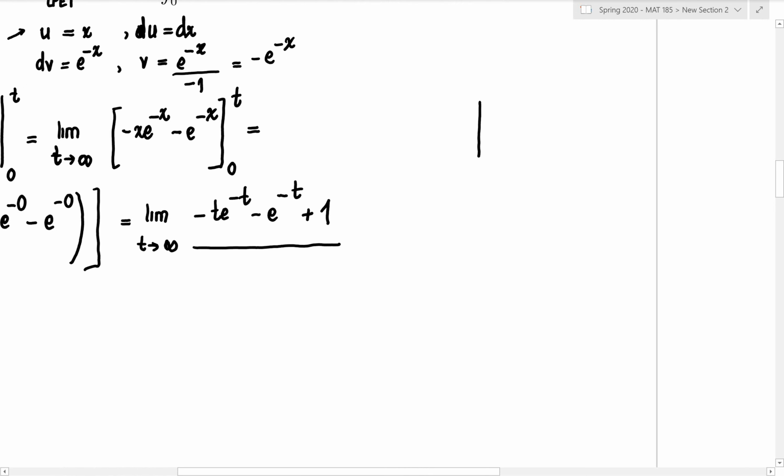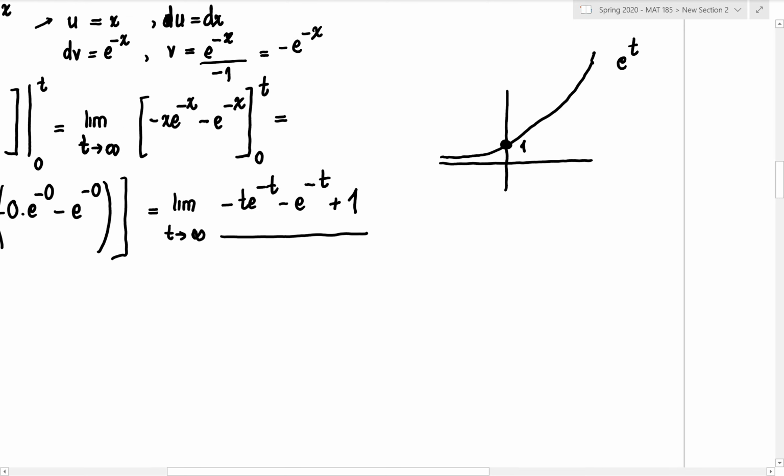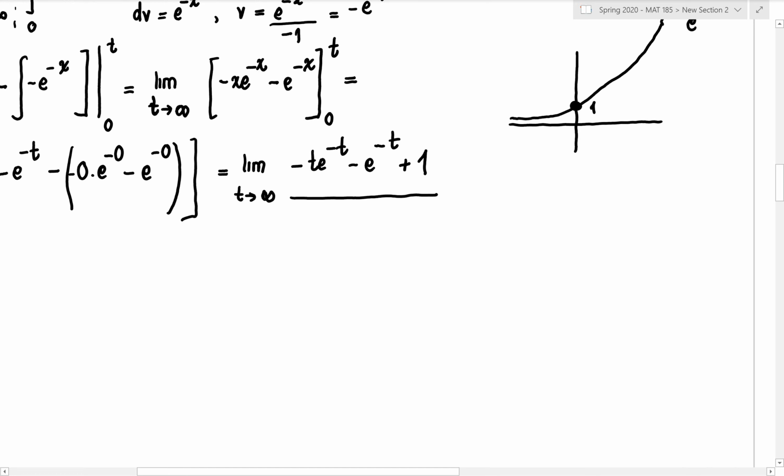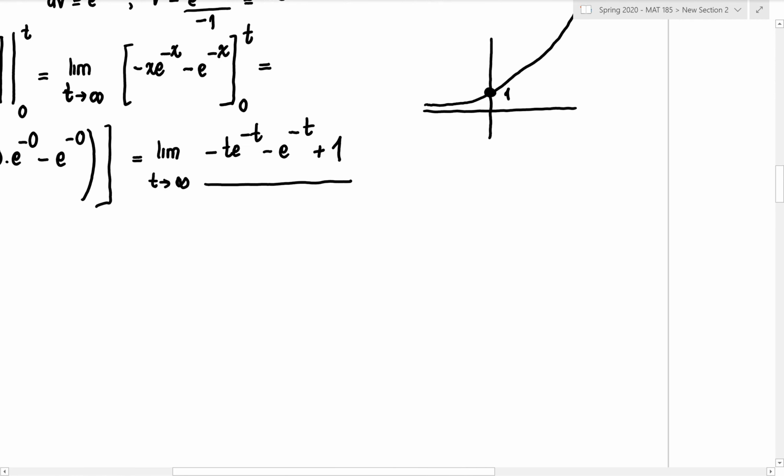e to the negative t of this quantity here. So let's look at e to the t first. Remember, the graph of e to the t looks something like that. So that's 1 here, and it keeps increasing, and here it keeps getting closer and closer to 0 without ever reaching it. So what is the limit as t approaches infinity of e to the negative t? As t goes to infinity, negative t goes to negative infinity. And what is happening to the exponential as t goes to negative infinity? It's going closer and closer to 0.